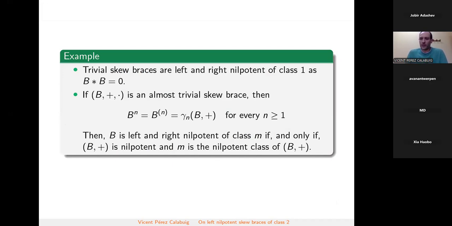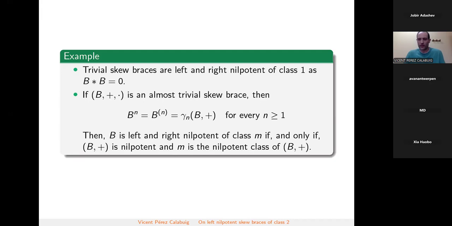And what about almost trivial skew braces? Well, we have seen that the star product in almost trivial skew braces can be seen as an additive commutator. Therefore, it is easy to see that in almost trivial skew braces, both left and right series are the lower central series of the additive group. And therefore, B is left and right nilpotent of class M if and only if the additive group of B is nilpotent of class M.